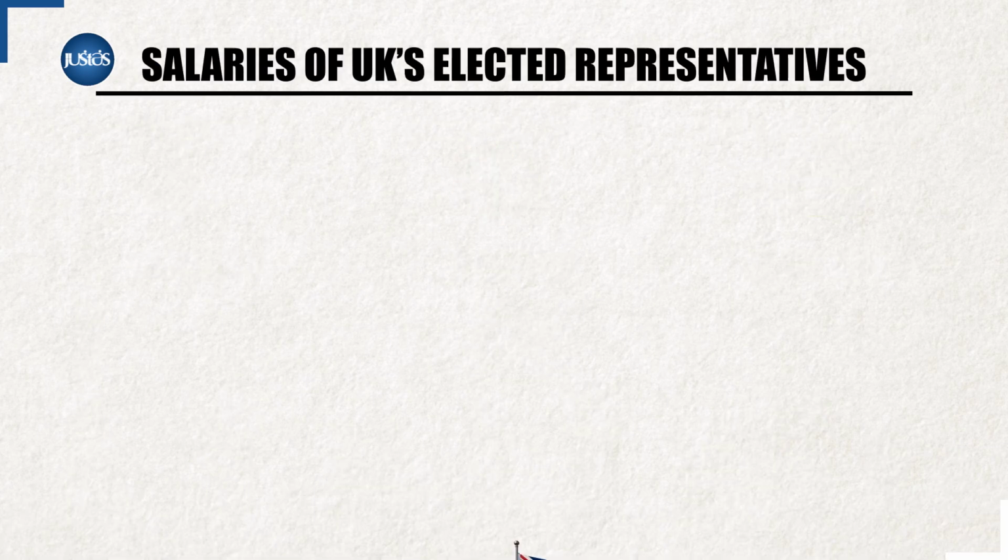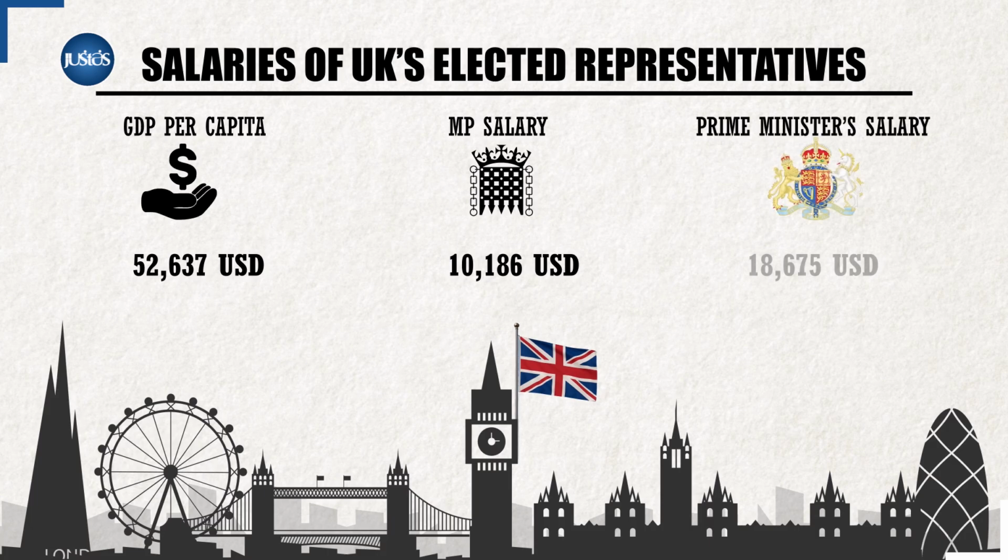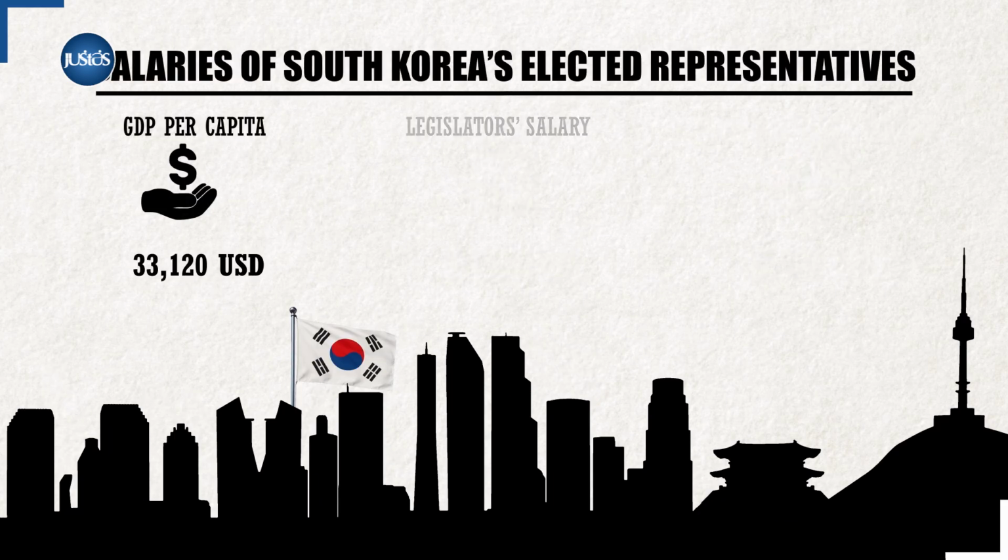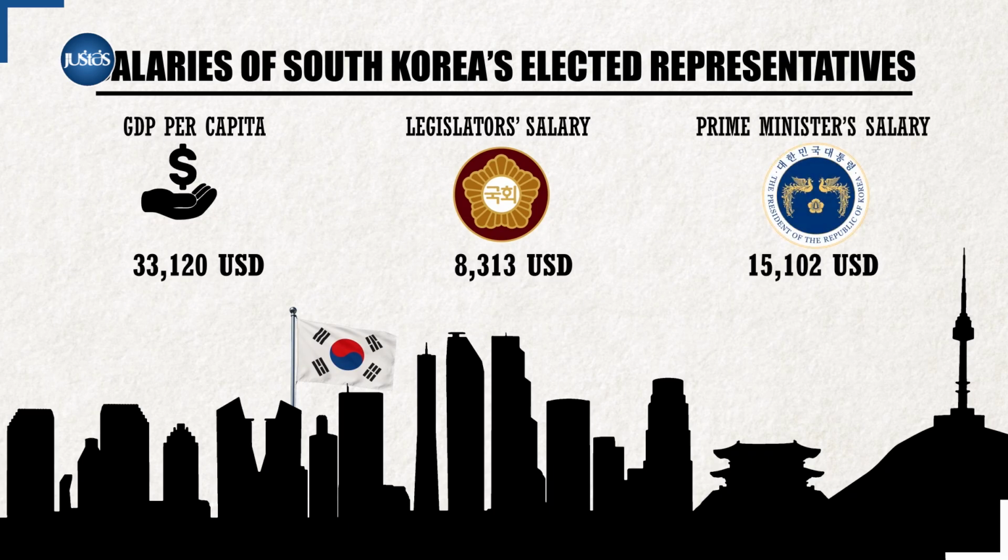In the United Kingdom, where the GDP per capita is about 52,637 USD, the Prime Minister earns a monthly gross salary of 18,675 USD, while members of Parliament receive around 10,186 USD. In South Korea, an East Asian nation with a GDP per capita of approximately 33,120 USD, the president earns about 15,102 USD, and members of the National Assembly make roughly 8,313 USD per month.